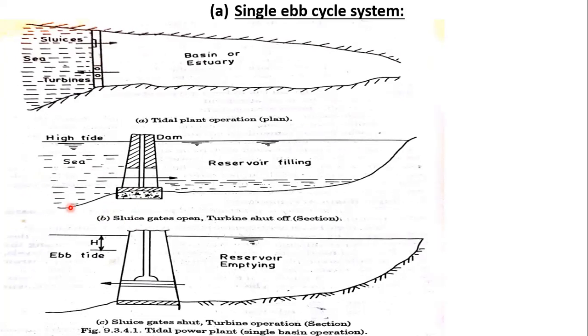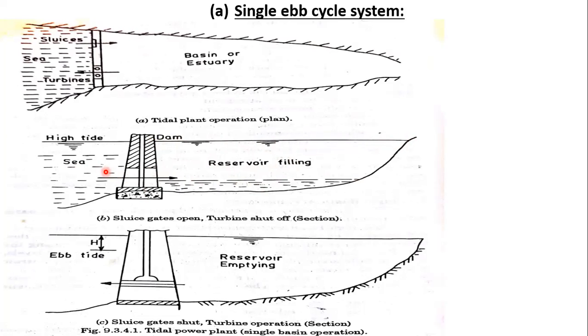Suppose if you see this, this is the sluice gate, and we are opening this sluice gate and allowing the seawater to flow into the reservoir, nothing but the dam or basin. So after the reservoir is filled with the maximum limit of water, now the sluice gate is closed and this water flows back onto the turbine, and generation of power will be produced.